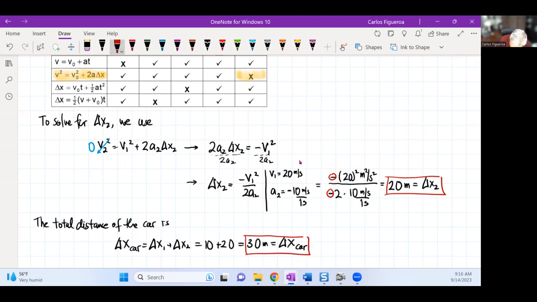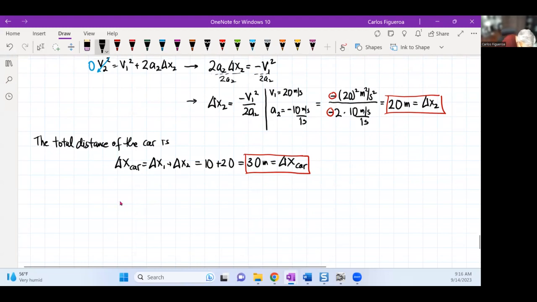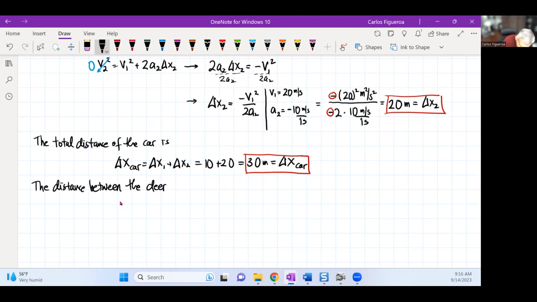So then they tell us that the distance between the deer and the car is going to be this delta x, which will be the distance of the deer minus the distance of the car, which will be 35 minus 30. So you stop 5 meters in front of the deer.